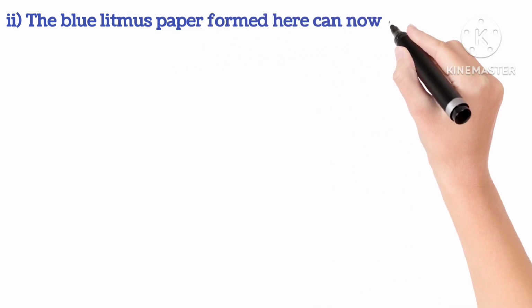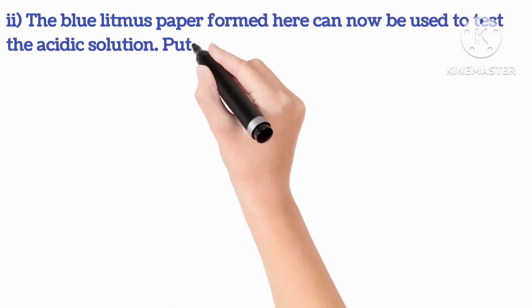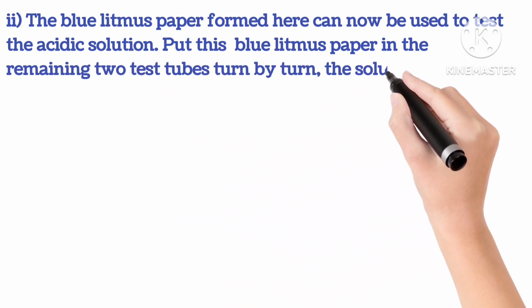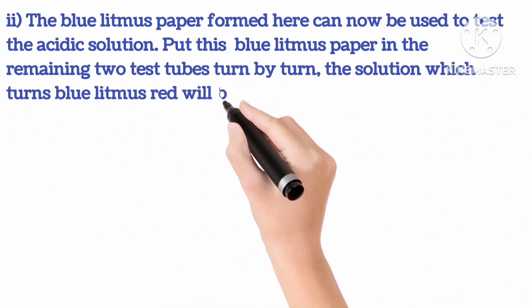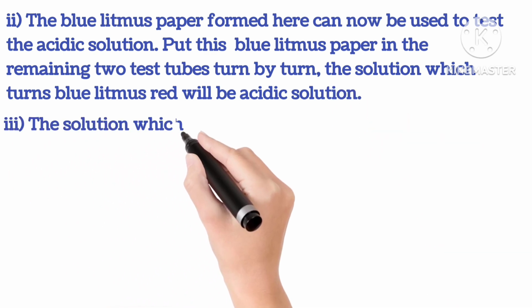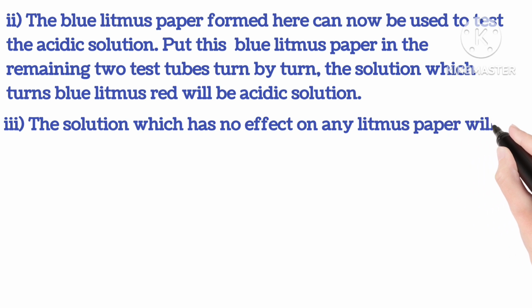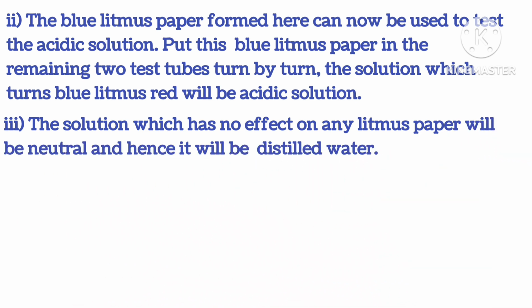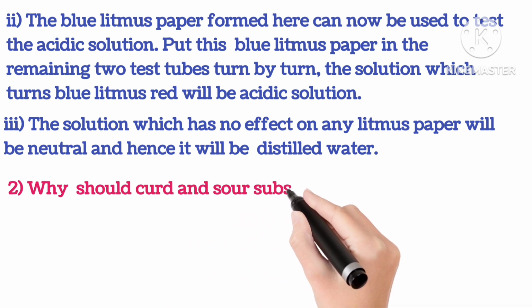Second, the blue litmus paper formed here can now be used to test the acidic solution. Put this blue litmus paper in the remaining 2 test tubes turn by turn, and the solution which turns blue litmus red will be the acidic solution. Third, the solution that has no effect on any litmus paper will be neutral, that is distilled water.